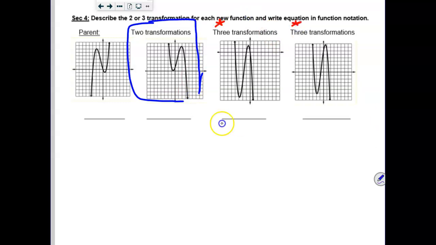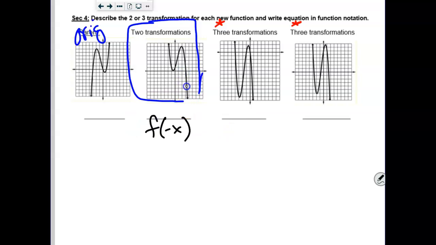So talk to me about comparing this, the original, to this new one that I highlighted in blue. Do you see any sort of stretching or shrinking happening to that one? Does it look any taller, or x-intercepts pulled in? Not at all. So there's no stretching, no shrinking. Do you see a reflection? Yes, but over which axis? Good, over the y-axis. What does that look like? Good, that's inside the function, so f of negative x.